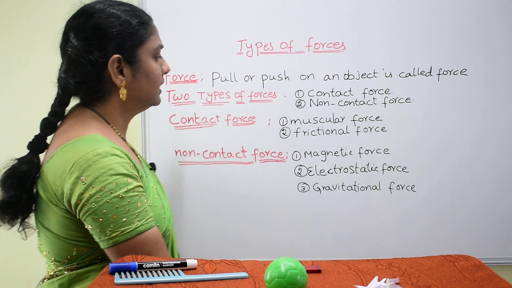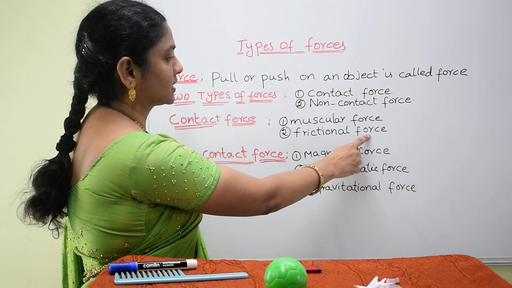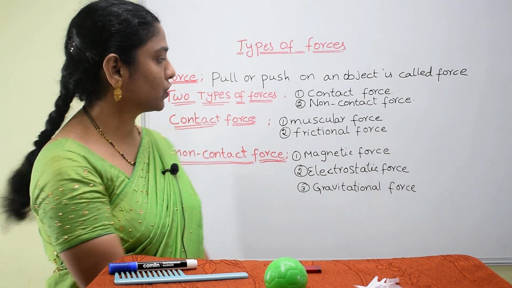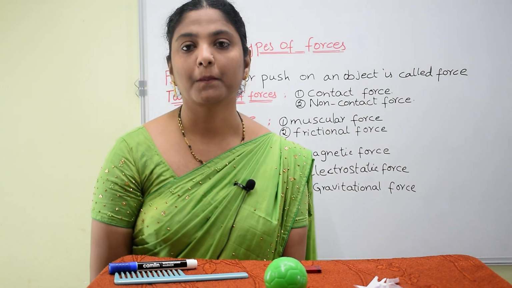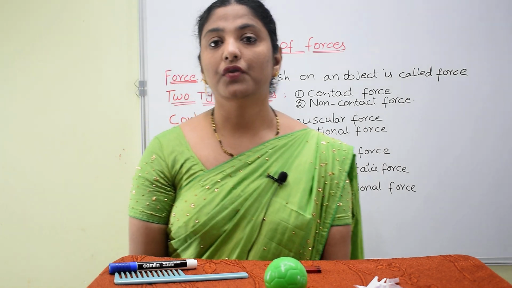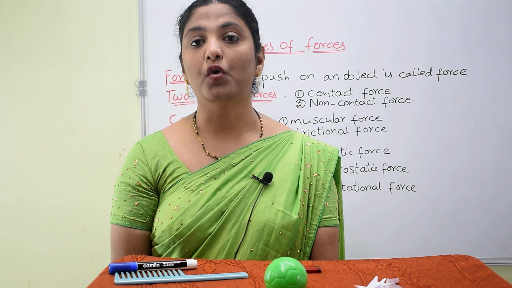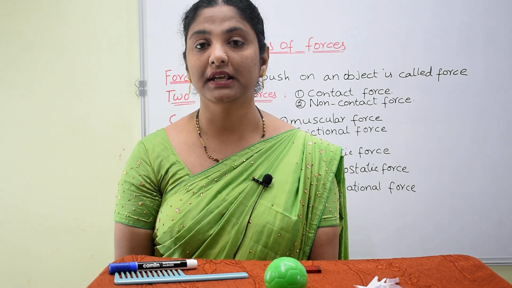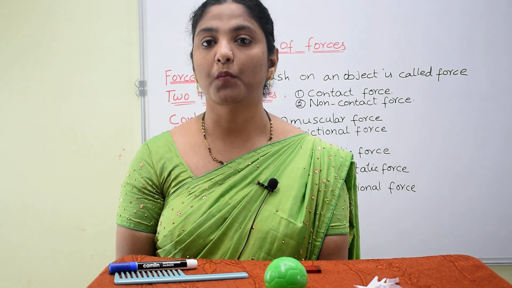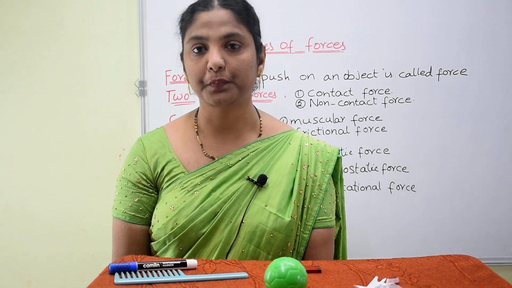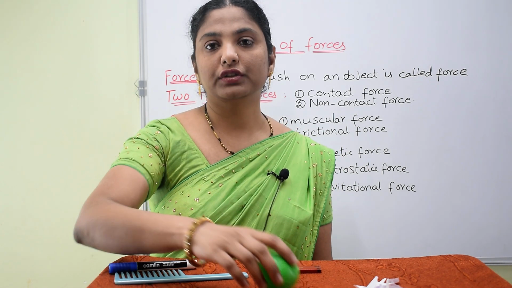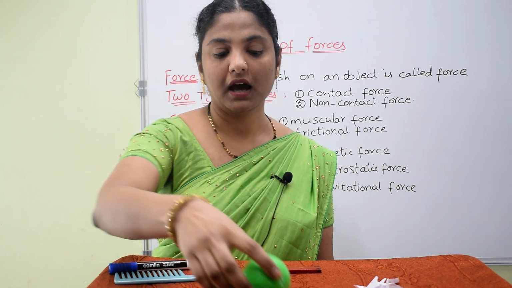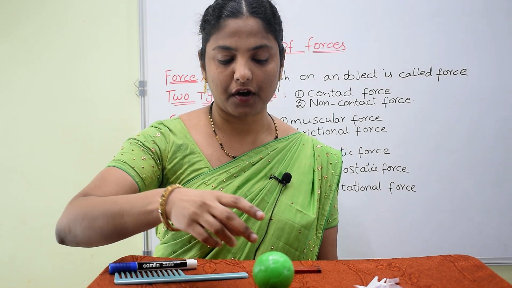And next, frictional force. The next contact force is frictional force. This force works opposite to the motion of an object, which means it opposes the motion of the object. I will explain with an example. The first example is, I took this ball and made it roll on the ground.